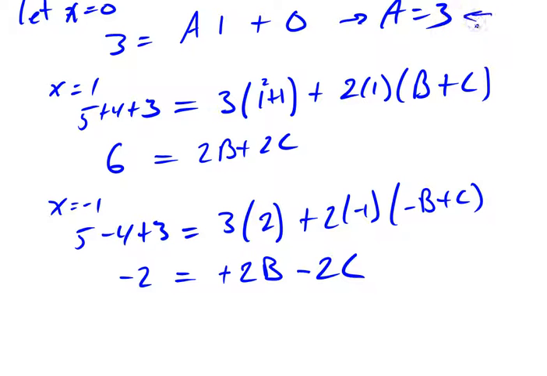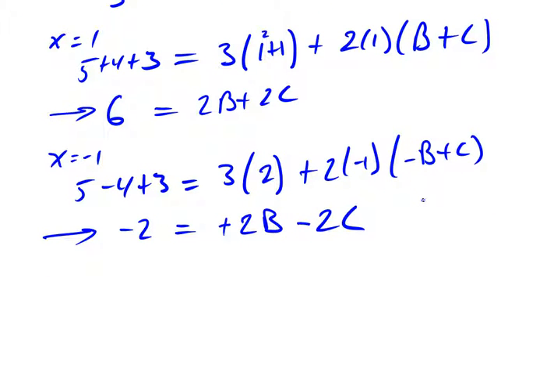I've already got that one. Now I've got two equations here, this one and this one, which I can solve simultaneously to figure out what b and c are. In fact, I can see that if I just add the two equations together, that'll be nice. So the 6 plus the negative 2 is 4. The 2b plus c and the 2b minus 2c, the 2c's go away, and I've just got 4b, which tells me that b is equal to 1.